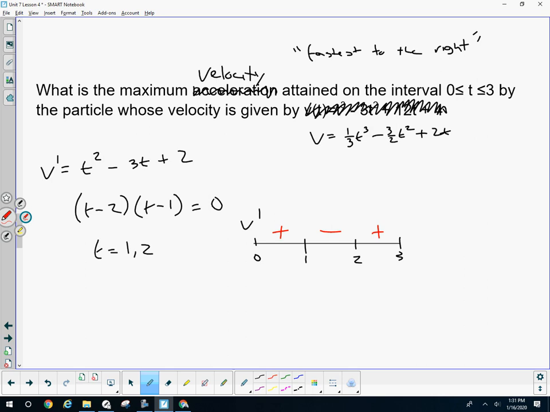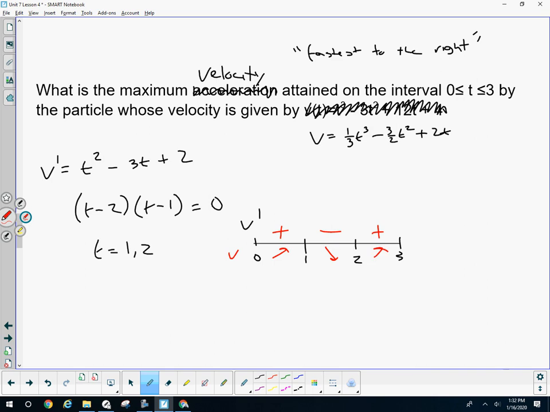Please discuss with your neighbor. Do I know right off the bat where my max is, or do I not? And if I don't, what are my candidates? I know for certain it's not at 0. If V prime is positive, V must be going up. So it's not at 0. V of 1, I know for a fact, is bigger than V of 0.